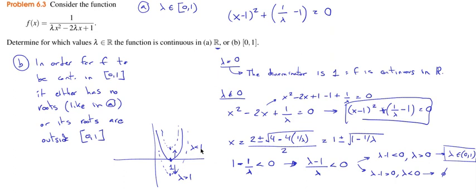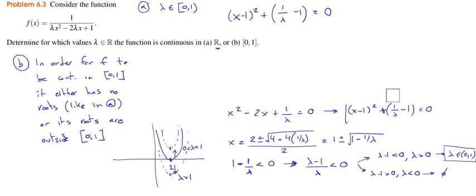So we've seen that if lambda is between 0 and 1, it will not have roots. Well, lambda has to be positive here, of course, because if lambda is negative, then everything changes. The sign of this changes. We can't do it like this anymore. This is a negative parabola. So let's see. We need our roots to be outside the 0, 1 interval.